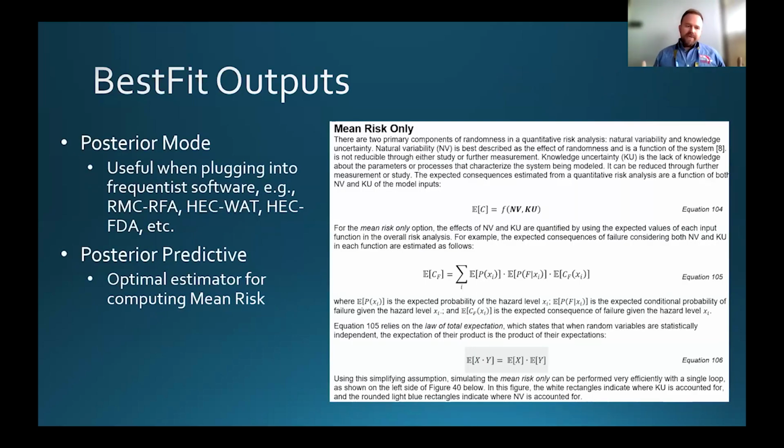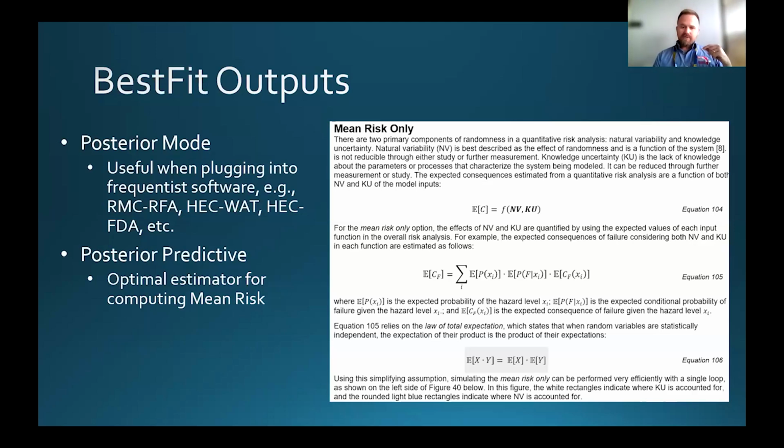So why do we output what we do in BestFit? We output the posterior mode because if we're translating between different software, it's useful for frequentist-type tools, like RMC-RFA, HEC-WAT, HEC-FDA, etc. Most of those tools will bootstrap the uncertainty, and in order to get equivalent confidence intervals from a frequentist bootstrap, you really need to plug in the posterior mode and an effective record. That'll give you an equivalent result to a Bayesian analysis. So that's why we output that, to be translatable between software.